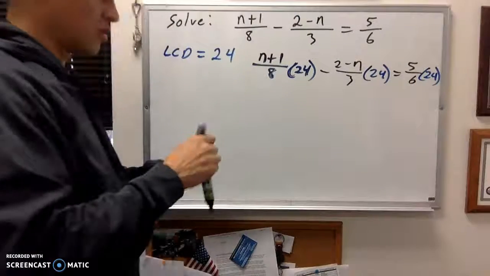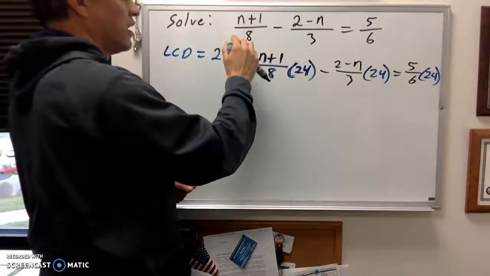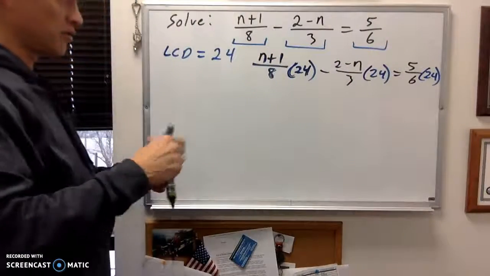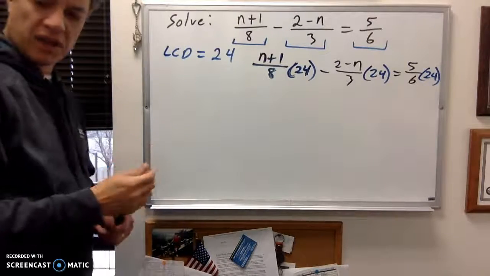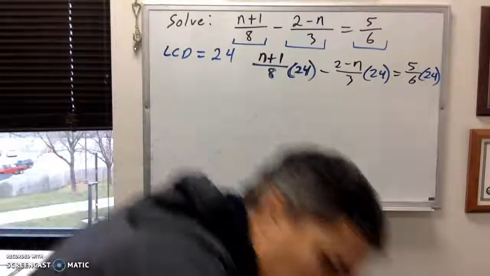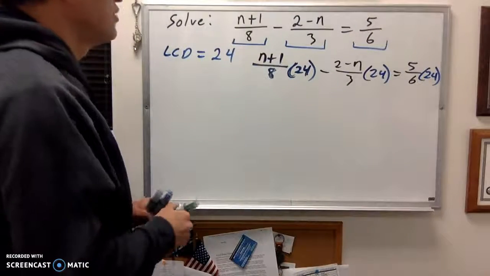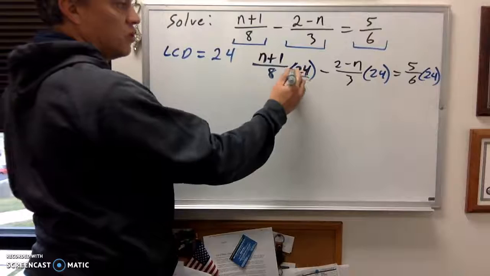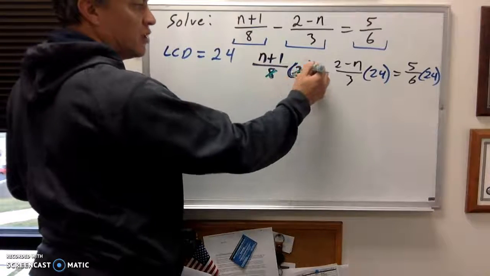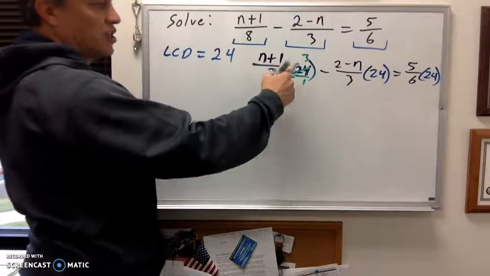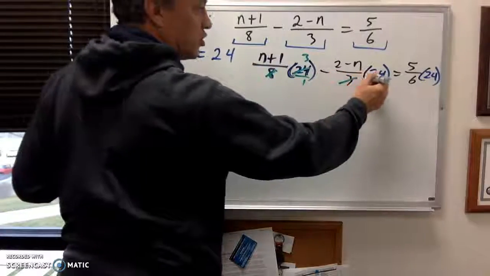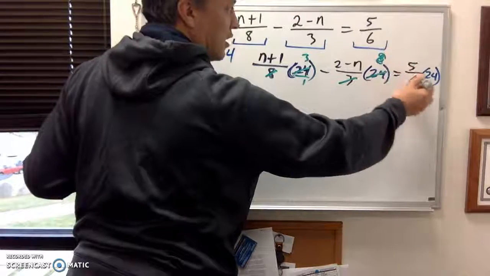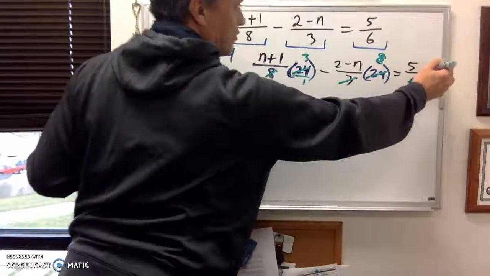Alright, so all three terms. I have three terms here, right? 1, 2, 3 terms. We're going to multiply all three terms by that 24. And what that'll do is it'll get us in a position where this is like 24 over 1, right? So we can take 8 going into 24 and reduce that to a 3. 3 goes into 24 over here 8 times. Here, 6 goes into 24 4 times.